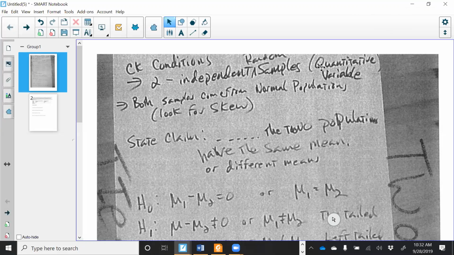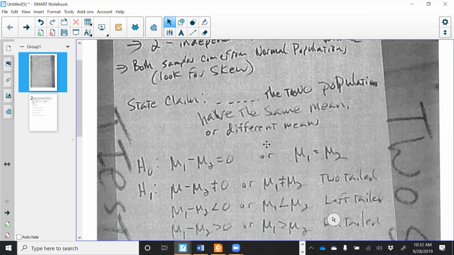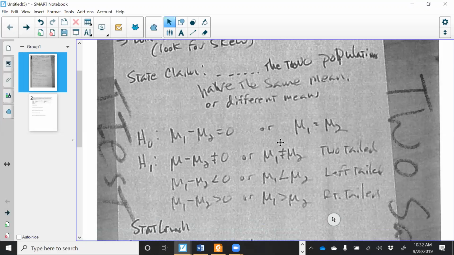You've got to have quantitative variables. You've got to have random samples. They've got to come from a normal population. You can look for skew if you get the data. Usually we don't. In the example I'm going to show you, we don't have the data. But it's the same as all these other significance tests we've been running.